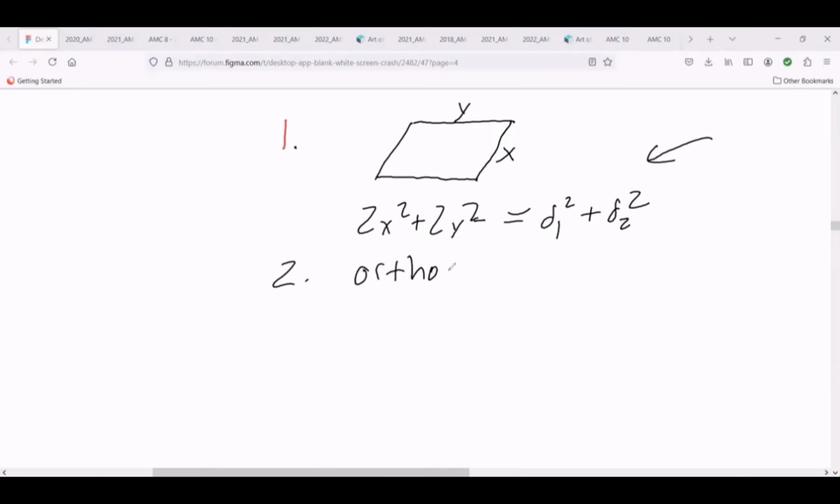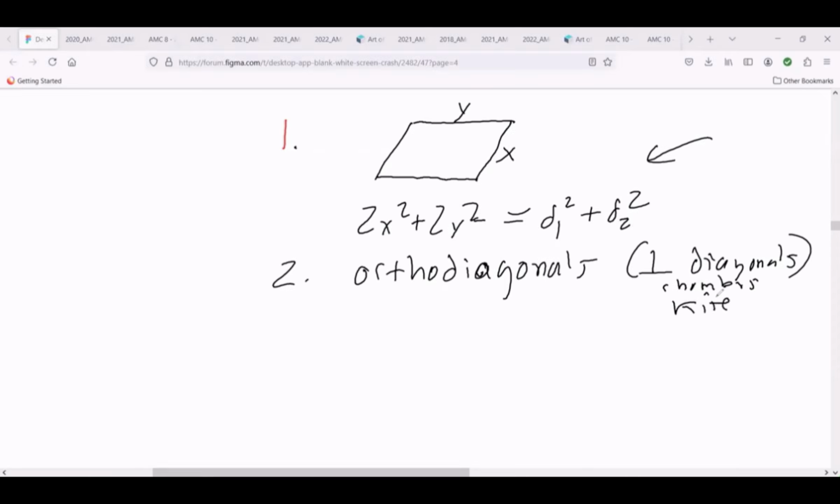For orthodiagonals, this is going to have 2 parts. Okay, the first part is for any orthodiagonal. All that means is the diagonals are perpendicular. Common ones are a rhombus and a kite, but it does not have to be a rhombus or a kite to be an orthodiagonal. Those are just examples of things that fall into this category.